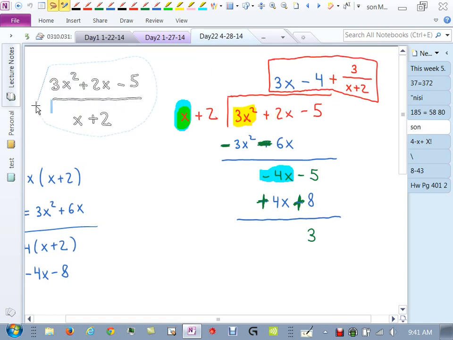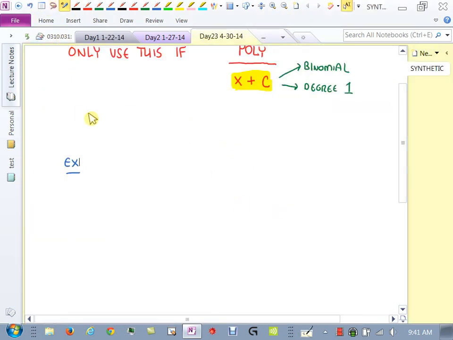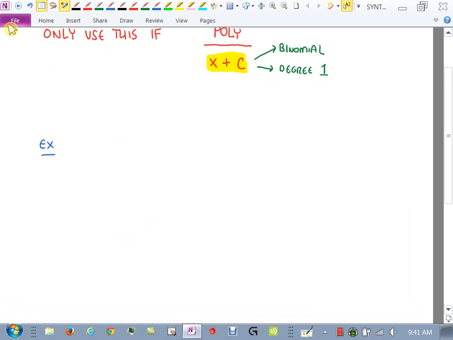Okay, so let's do synthetic division on this. I'm going to grab it real quick and copy it, and then go back over here. There we go. Okay.